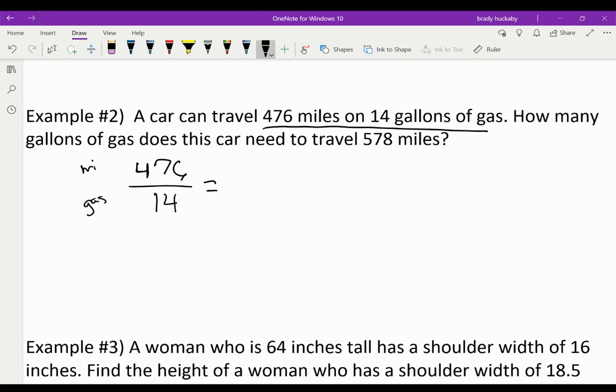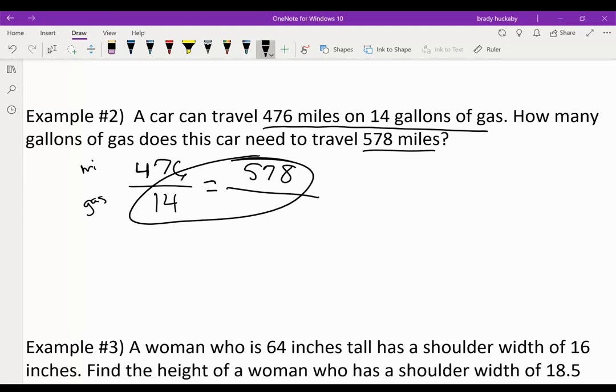How many gallons of gas does the car need to travel 578 miles? That is also miles, so it's going to go at the top. All right, do what we know how to do, cross multiply, and then divide. So 578 times 14, divide that by 476. It would have 17 gallons, or that's how much it would need.